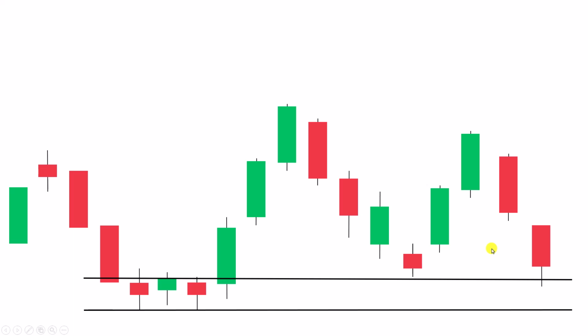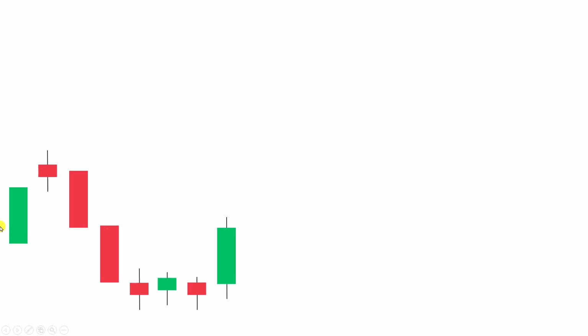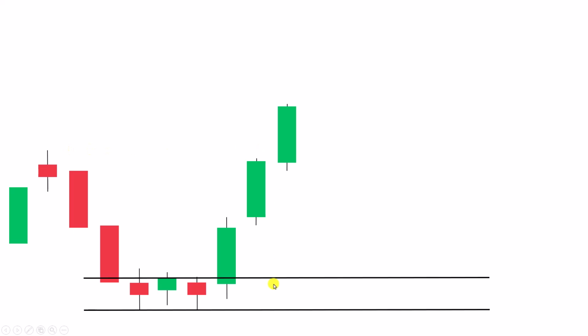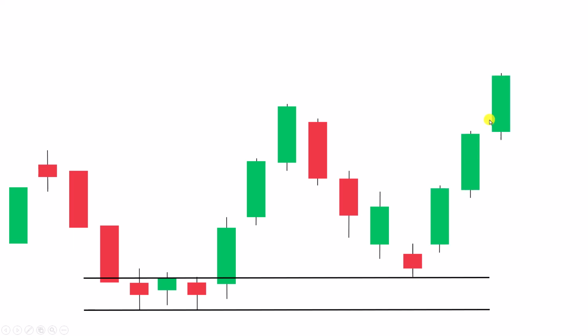Now let us proceed to the next case. We have a setup here. We know what to do. We wait for a few candles to break this level. If it breaks, we mark the zone and wait for the price to come back to this level. If it comes, we take an entry and let us say the price moves up.